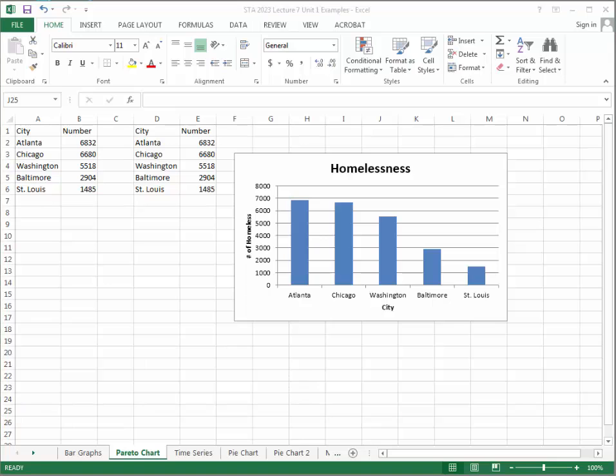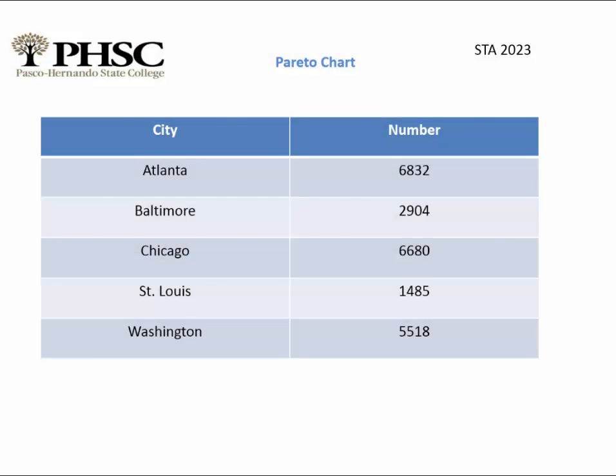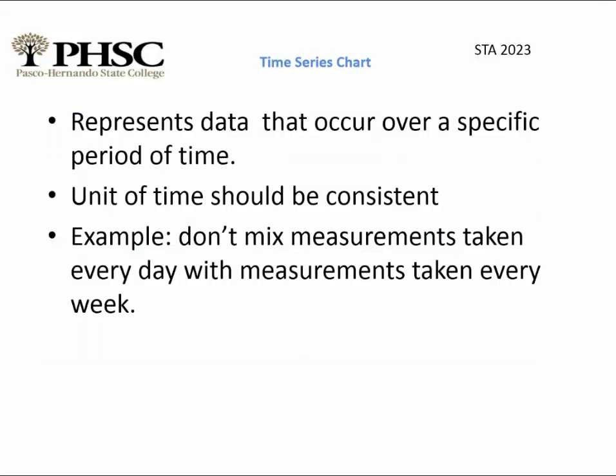So the next thing I want to talk about is a time series chart. So time series represent data that occur over a specific period of time. Now the unit of time should be consistent. That means that if you have a data set where you have some in minutes and some in hours, then before you graph them, you have to put them all in the same unit, inches and feet and so on and so on. So don't mix measurements taken every day with measurements taken every week, because then you'll be lying.